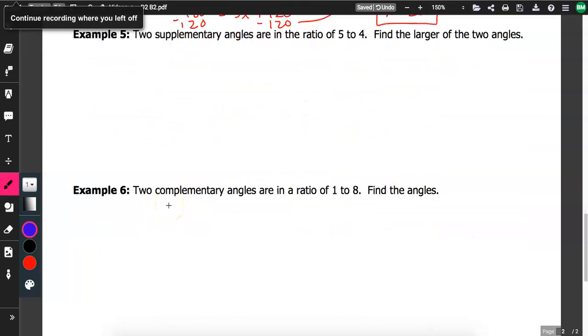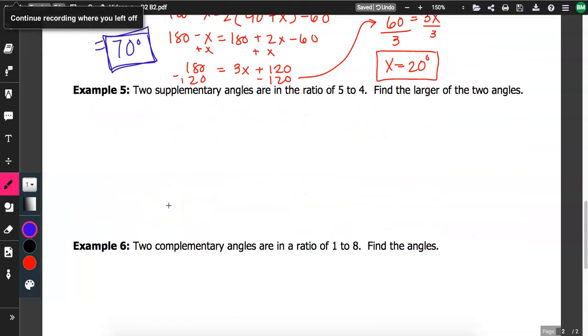All right, couple more here. So these last two are just a little bit different than the ones we've been looking at. Example 5, it says two supplementary angles are in the ratio of 5 to 4. So now we have this ratio idea. We're looking for the larger of the two angles. The ratio is kind of like a multiplier. So we can think of angle 1 as 5 times something, and angle 2 as 4 times something, right?